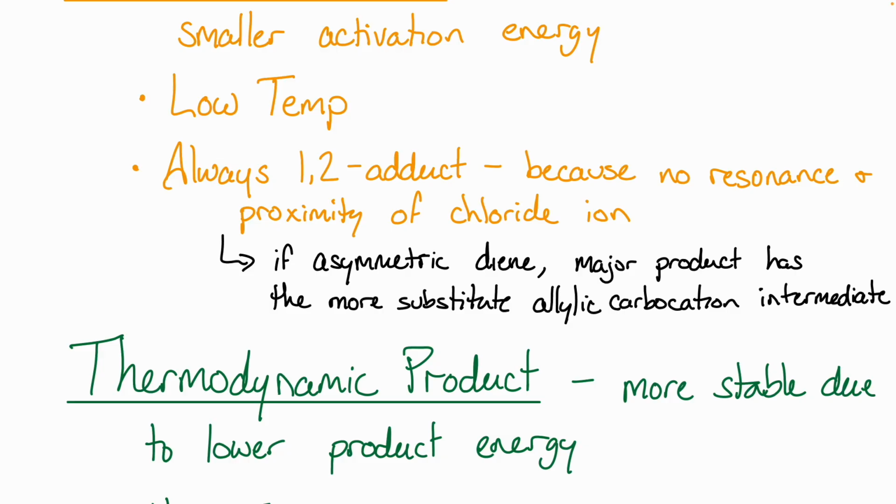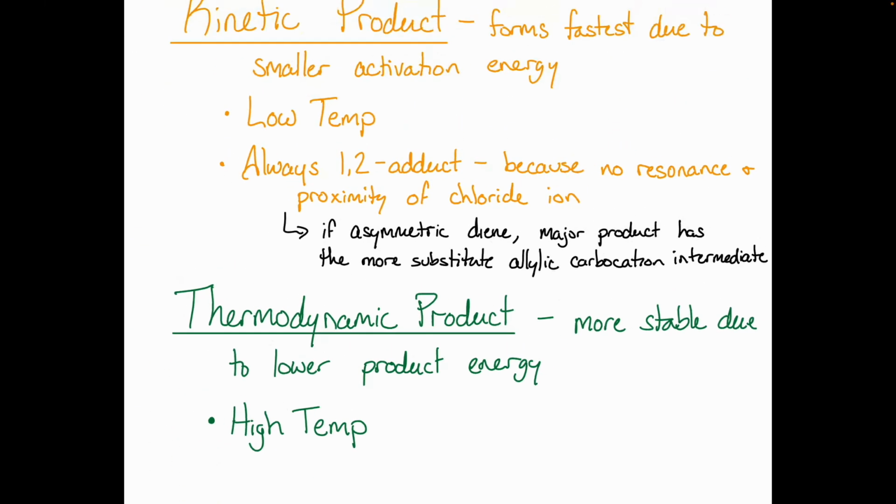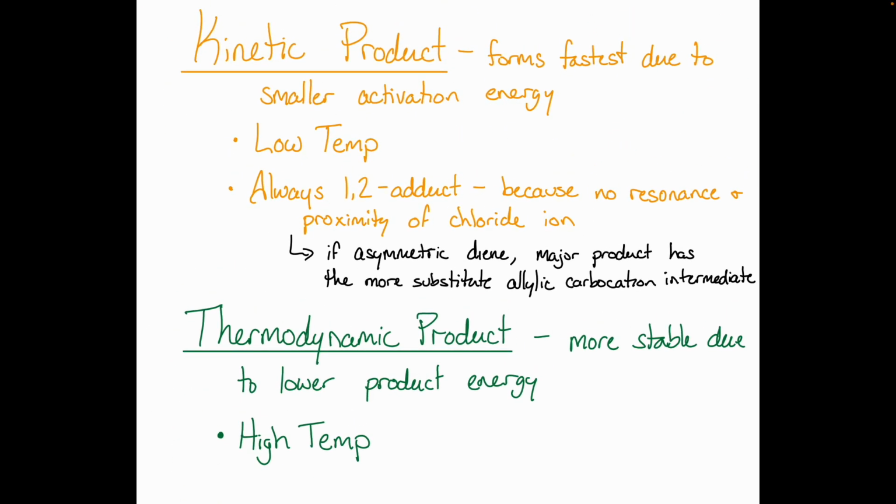Allylic carbocation intermediate. All right. So, kinetic product, this is the one that forms the fastest. This was the one that will be major product at low temperatures. It's always going to be one of your 1,2 adducts because there's no resonance involved and the proximity of that chloride ion does not require a lot of thermal energy.